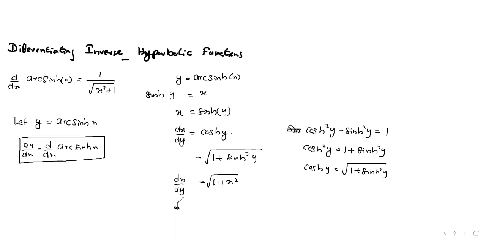That means dy by dx is the reciprocal of it. It turns into 1 over the square root of 1 plus x squared. That is the fact we can prove. So that is a way of proving this theory.